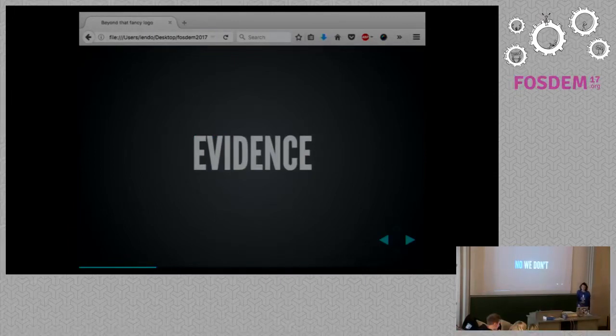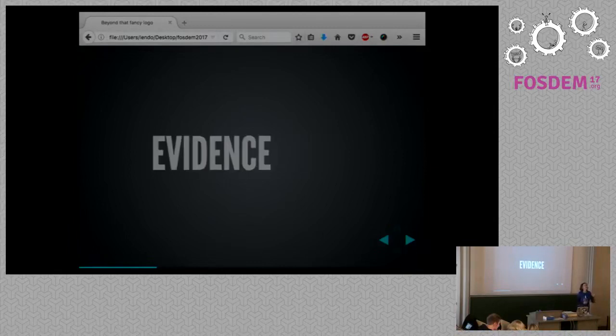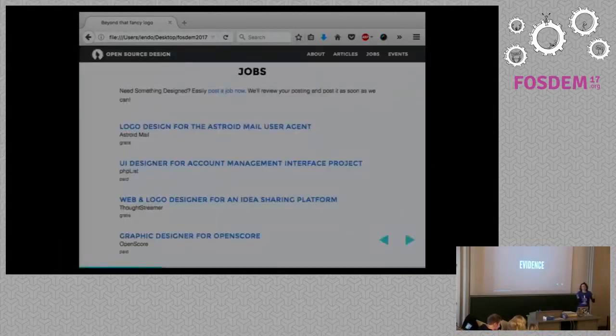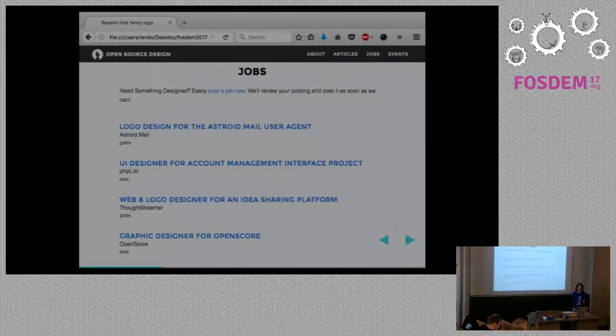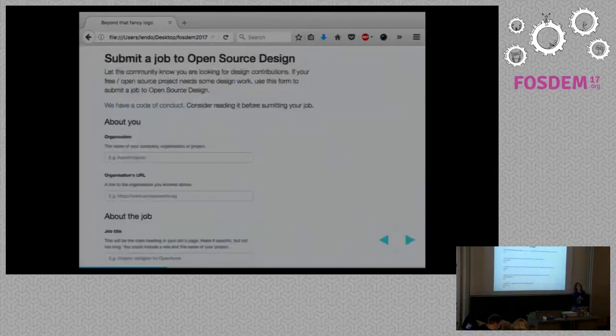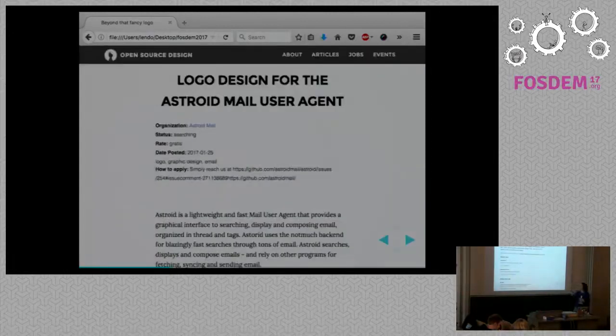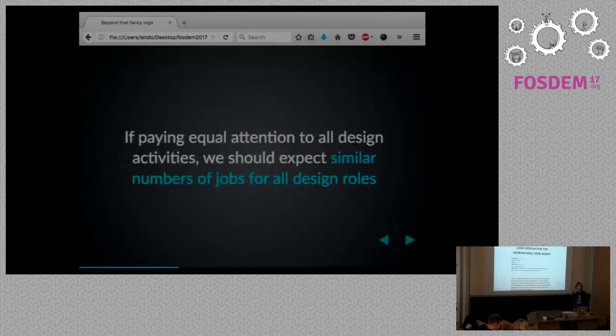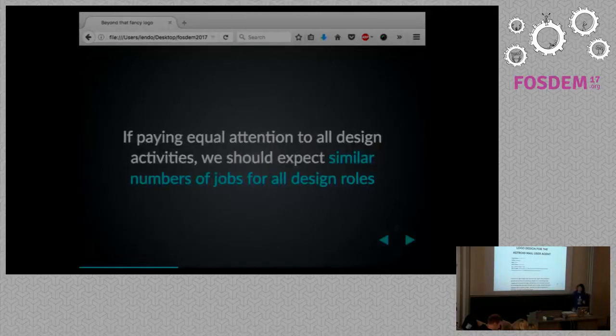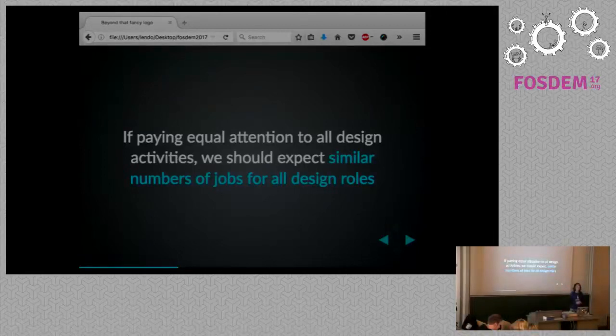I need to break the tie. I need to provide you with evidence. I need to prove to you that what I'm saying is true. And to find that evidence, I went and looked at the open source design jobs board. So this is a place where open source software projects that need design help can submit a form like this. They fill up this form if they want or they need design help. And then that form is published in a website. And so designers who want to contribute to open source can find these requests, and they can actually help and contribute. So that's what I looked at.